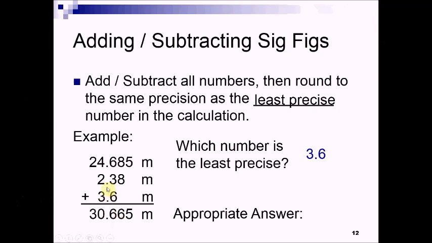A common mistake is somebody's going to say, well, 3.6 has two significant figures, so my answer can only have two significant figures. No. We're just trying to figure out how far after the decimal we should go. So just one spot after the decimal, so I need to round to point something. I've got 0.6 right now. Does that stay or does that round up? In this case, it would round up. So we'd have 30.7 meters as our appropriate answer.